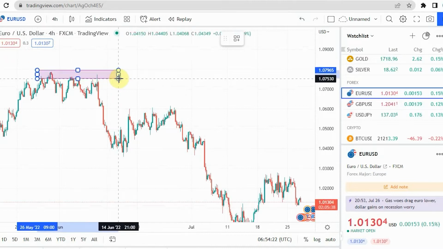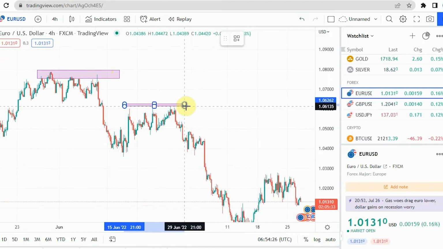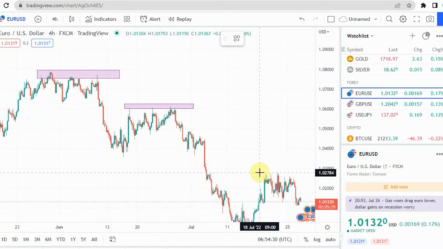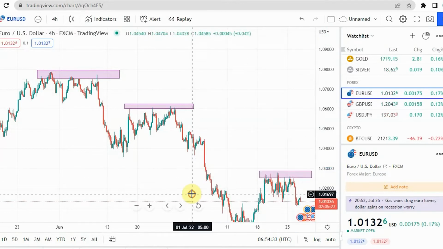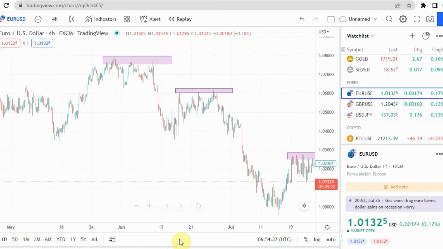I identify a resistance. Similarly another resistance. Similarly a third resistance here. All right, because resistance is in line with what the market is saying, which is a downtrend.